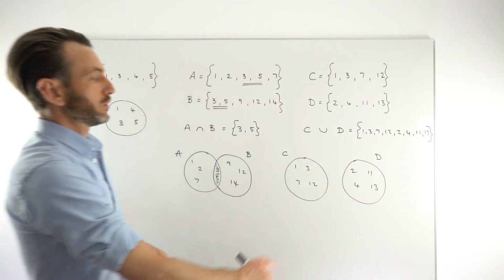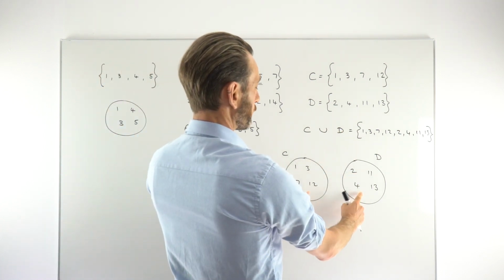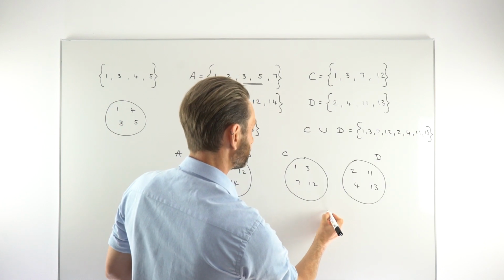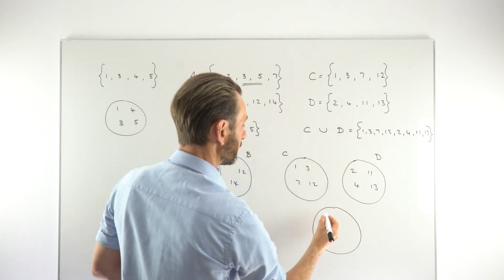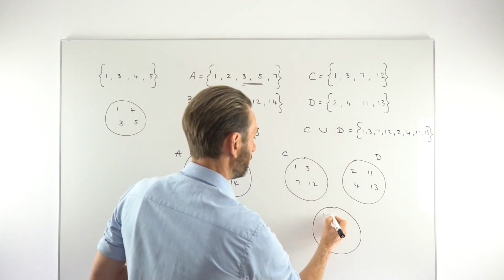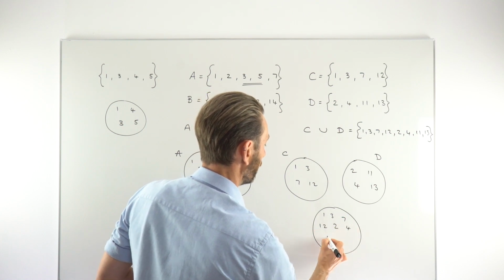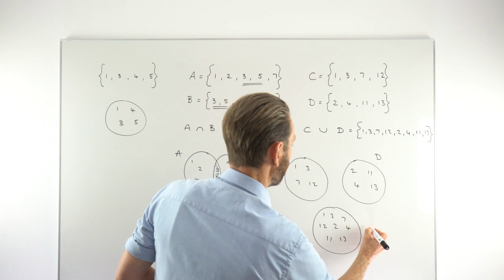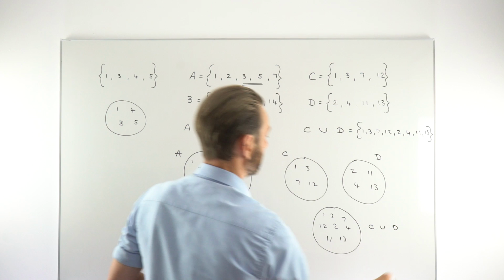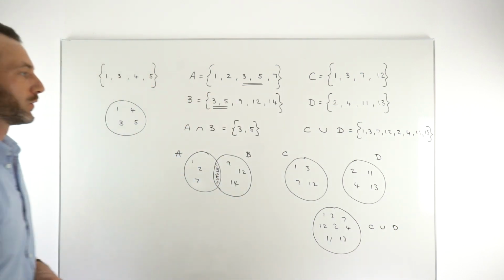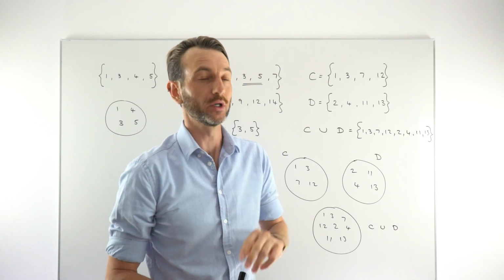So if you wanted to represent this on a Venn diagram, then these are the two original sets. You could then take another circle and just put all of the elements. So 1, 3, and again, it doesn't really matter where you put them, 12, 2, as long as you get them all in there, 11 and 13, and then this here would be the union of C and D. So basic fundamental concepts in Venn diagrams, the union and the intersection, you're going to see that a lot.